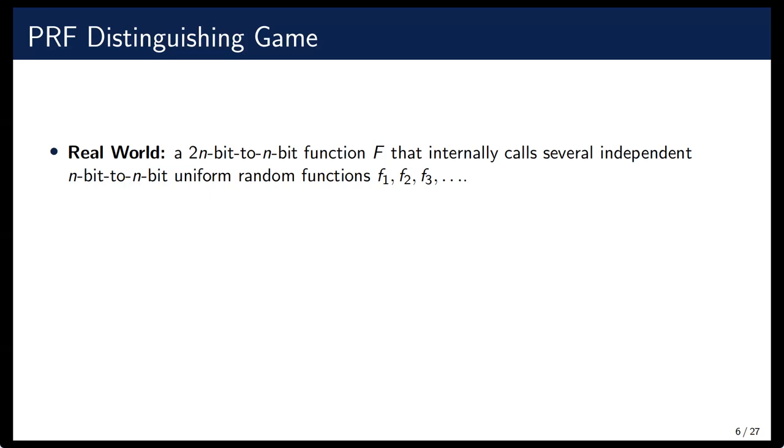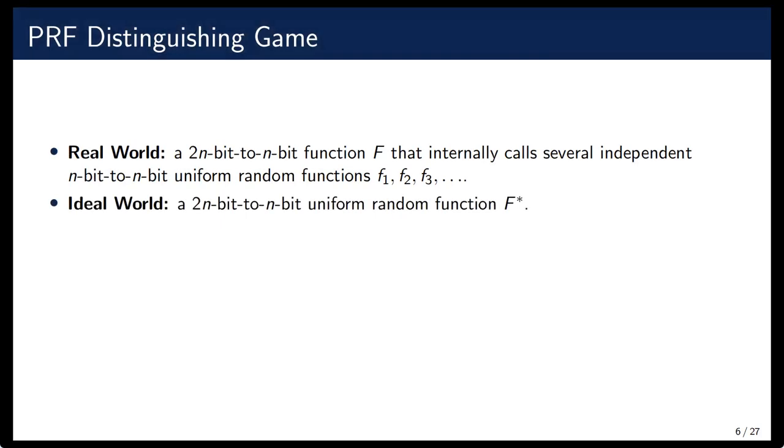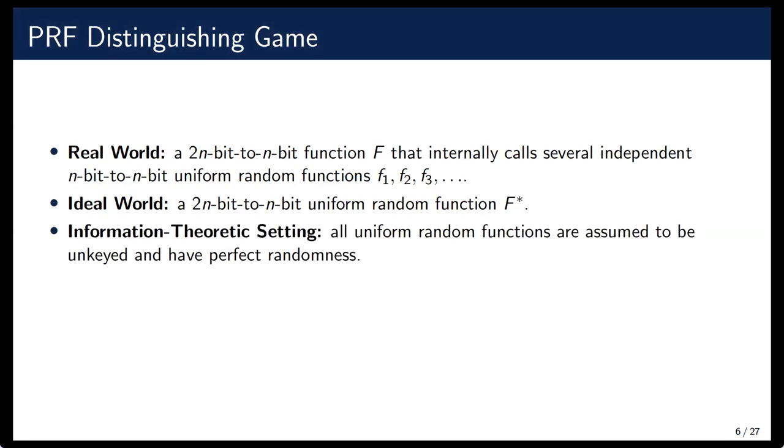So, in that setting, the distinguisher is a quantum algorithm that can also make superposition queries, and he has access to one of two worlds. In the real world, he has access to a 2n-bit function that internally calls several independent n-bit to n-bit uniform random functions. And in the ideal world, he has access to just a 2n-bit to 2n-bit uniform random function as well. Moreover, our setting is information-theoretic, so all uniform random functions are unkeyed and have full randomness.